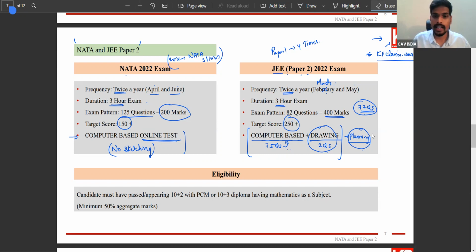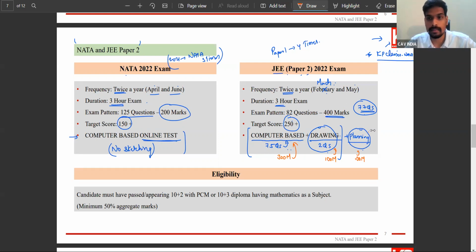So in JEE, you will have a computer based test, which carries the majority of the marks, and then 100 marks for the rest. So this is a total of 400. 300 marks will be the computer based test. For the remaining 100 marks, you have to attempt this drawing exam on paper if you want to apply for B.Arch. If you want to apply for planning, this also will be a 100 marks part, but that will again be a computer based exam.